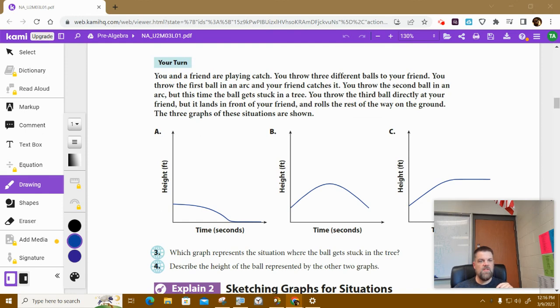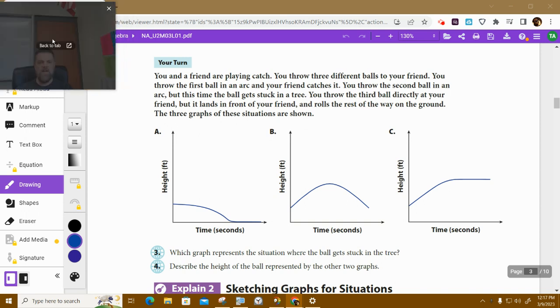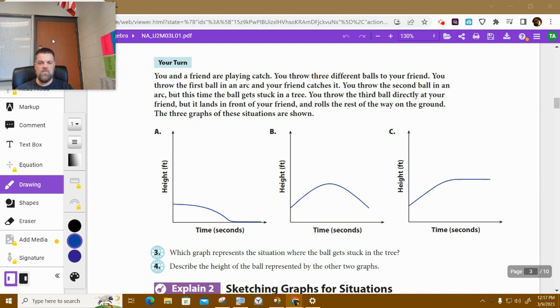All right, so for this one it says you and a friend are playing catch. You throw 3 different balls to your friend. You throw the first ball in an arc and your friend catches it. You throw the second ball in an arc, but this time it gets stuck in a tree. You throw a third ball directly to your friend and it lands in front of your friend and rolls the rest of the way on the ground.